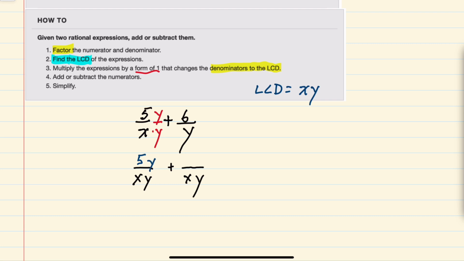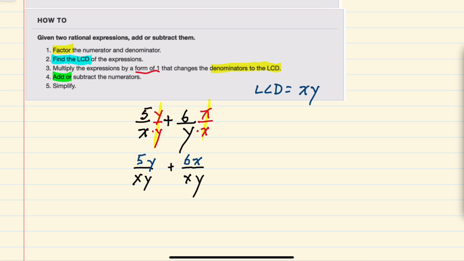For the second expression, I also need to multiply that y by an x, meaning that I would also multiply the numerator by an x. Notice that the order here doesn't make a difference. X times y, y times x. But my new numerator is 6x. So I've multiplied by 1, being either y over y or x over x, to rewrite it with the lowest common denominator. And now I can add or subtract the numerators.